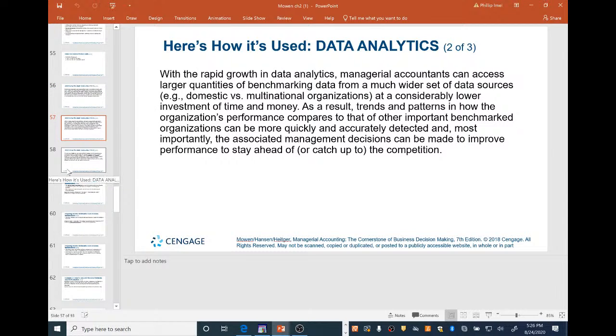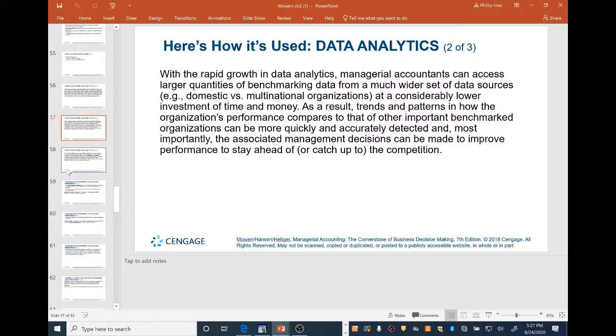With the rapid growth of data analytics, managerial accountants can access larger quantities of benchmarking data from a much wider set of data sources, both domestic and multinational organizations, at a considerably lower investment of time and money. So obviously, as a result of that, the trends and patterns and how the organization's performance compares to that of the other important benchmarked organizations can be more quickly and accurately detected, and most importantly, the associated management decisions can be made to improve performance, to stay ahead of or catch up to the competition.